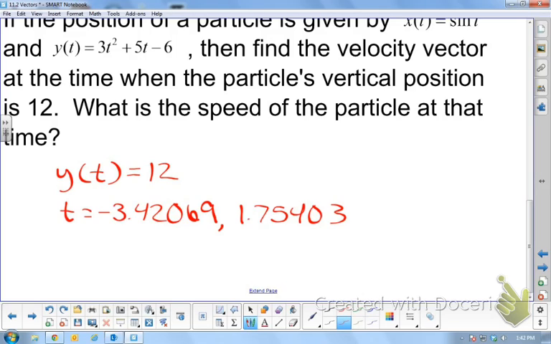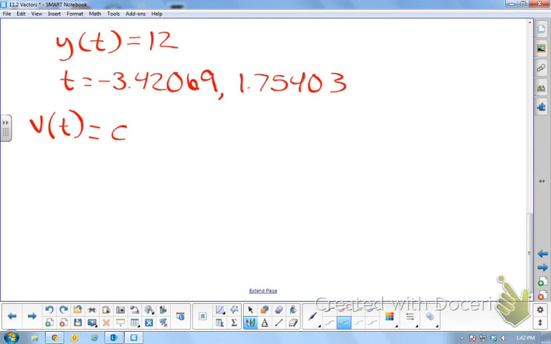Then we had to find our velocity vector by taking the derivative. So the derivative of sine is cosine, and then the derivative of the other piece. We'd plug in each of our values to find our specific velocity vectors. And then after we get our specific velocity vectors, how are we going to find the speed? Plug it into the speed formula.